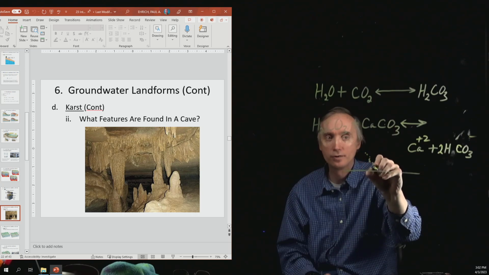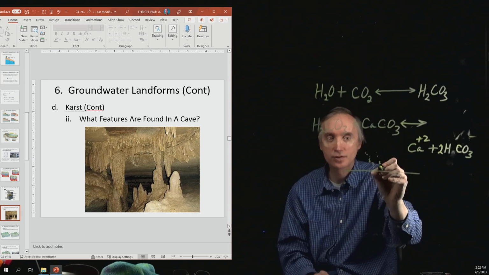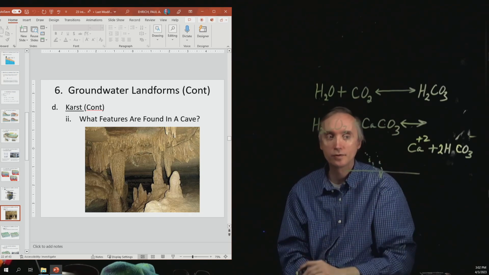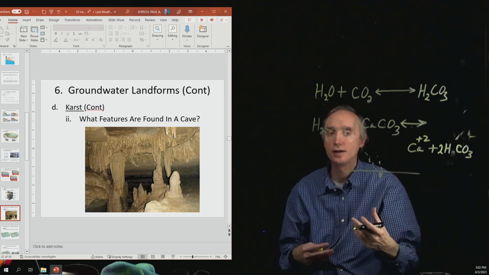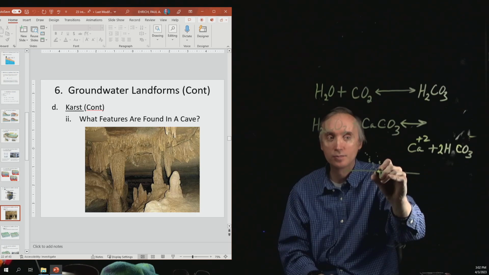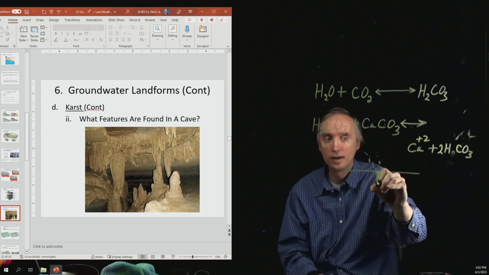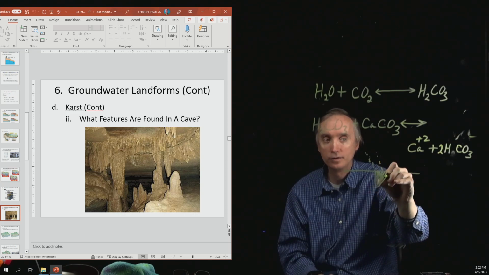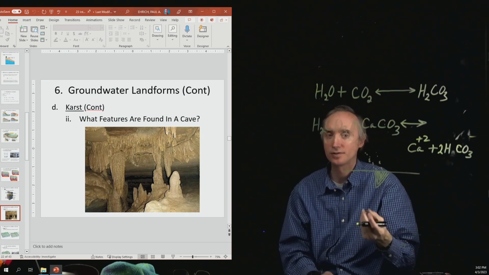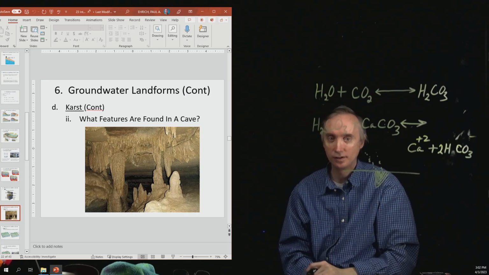Okay, so let's say that you have the roof of your cave is here, and you've got groundwater that is percolating through it, and let's say that somehow it starts to drip from the ceiling. So as it drips from the ceiling, it's going to start to deposit travertine on the ceiling, and then as more water flows over it, it's going to get thicker and thicker and thicker, and so this is going to be a stalactite, so it's going to stick tightly to the ceiling.